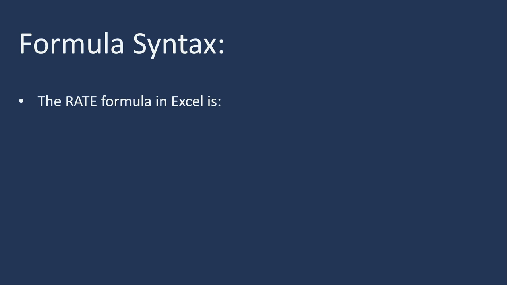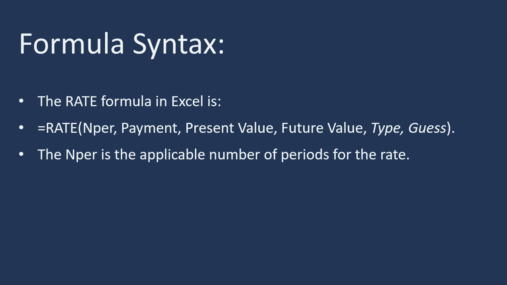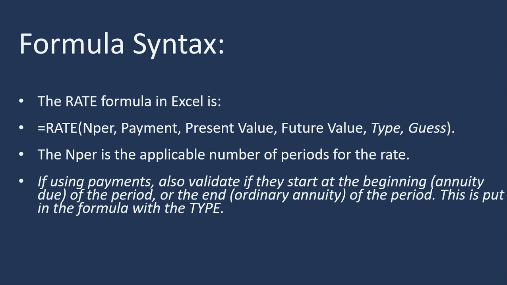So the syntax in Excel, before we jump into a practice problem. To use that rate formula, you use the equal sign, RATE, open parentheses, NPER, payments, present value, future value, and then two optional inputs, type and guess. And I'll explain those in a second. The NPER is the applicable number of periods that the rate is going to be valid for. So if it's 10 years, we'll do 10. If it was 20 months, we do 20, whatever that applicable period is.